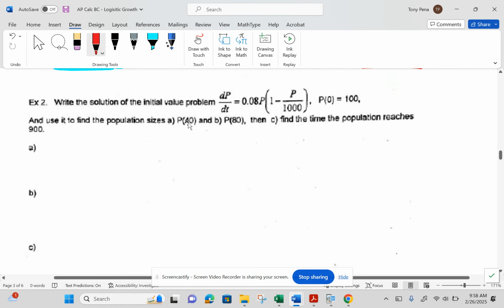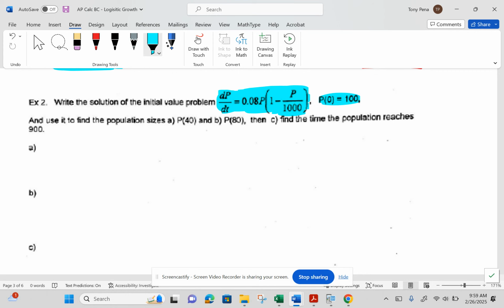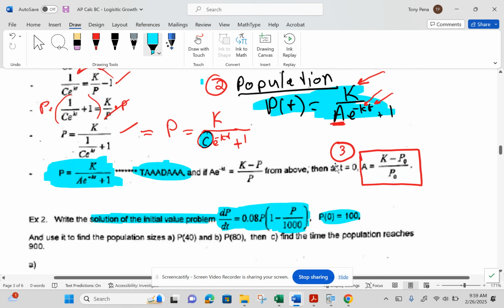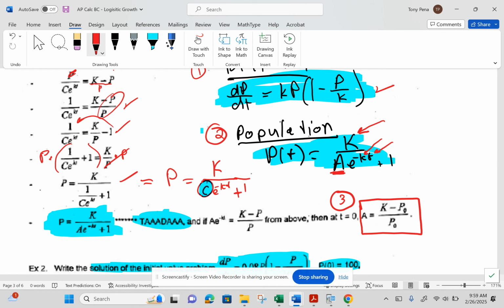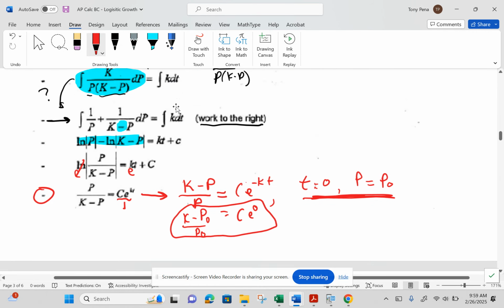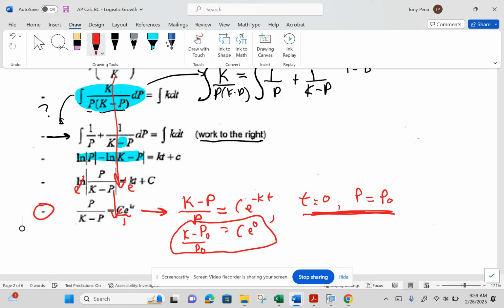So number 2 says, write the solution of the initial value problem given by this. So this is your differential equation. The initial population was 100. So what this is ultimately asking you to do, when we solve an initial value problem, we want to find the initial function. So this is really just asking you now to convert. I am giving you this guy, and based upon what that looks like, you're going to go into this. And again, we do not want to go through all of these steps to make that happen.